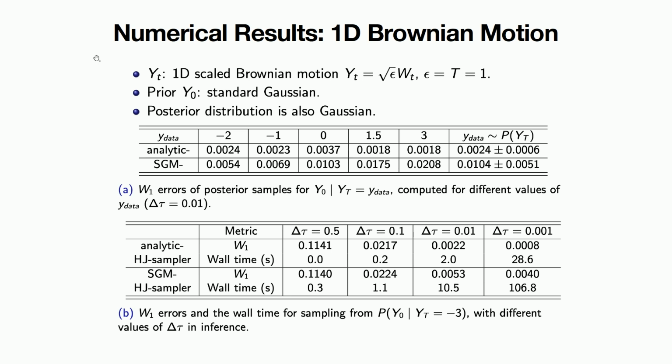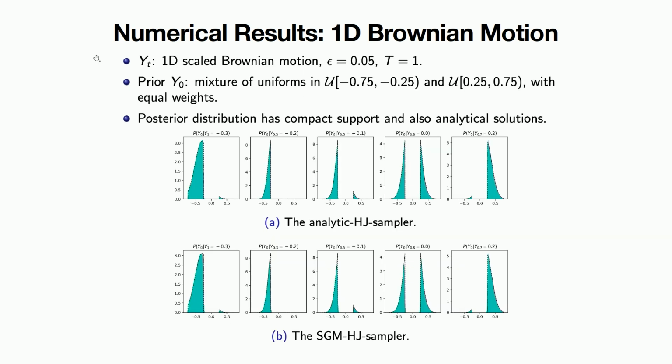So you see the error is almost 10 to the negative 3 for the analytical one, and 10 to the negative 3 or 10 to the negative 2 for the neural network one. So this means the algorithm should work at this level of accuracy.